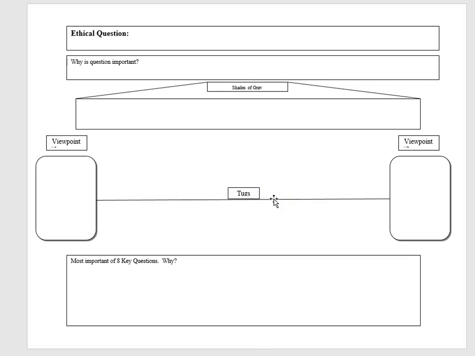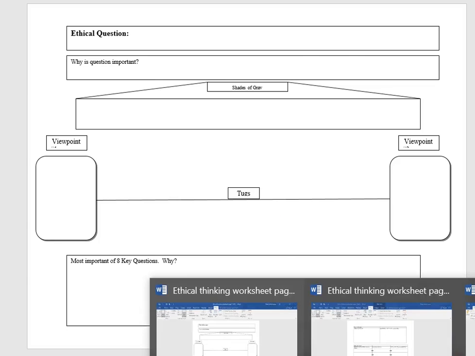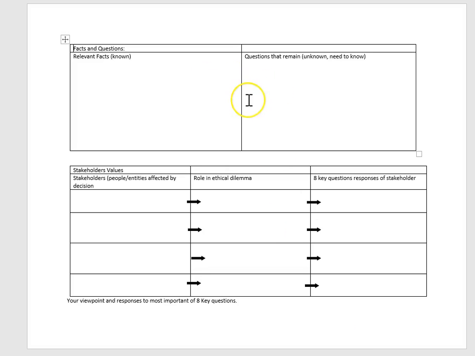So we've got this tug of war, we got these extreme viewpoints. You have to start thinking about what your solution to this problem, or your viewpoint on the ethical dilemma, is. So how do you do that? Well, first of all, you need to start thinking about what is influencing your viewpoint. Okay? One thing that may influence your viewpoint are the facts.